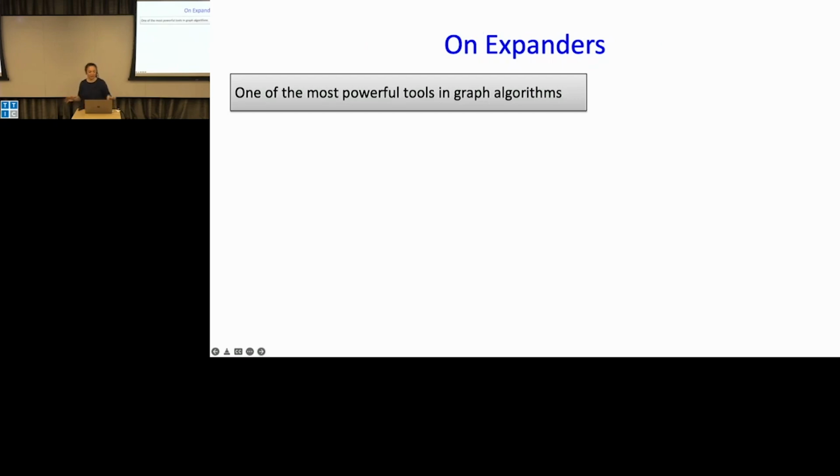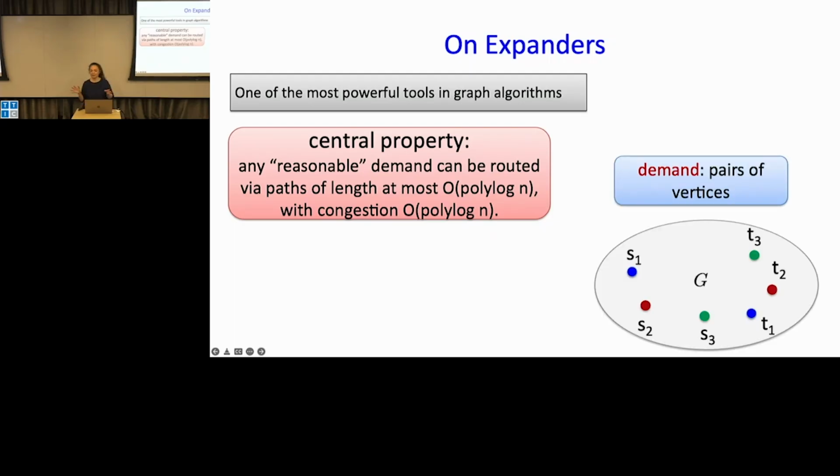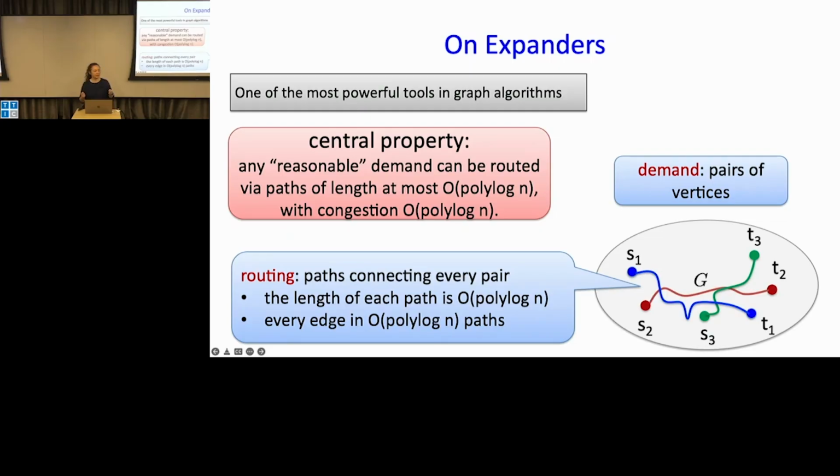Expanders have become one of the most powerful and often used tools in the design of algorithms for graph problems. And one of the really neat properties of expanders that makes them so useful is that any reasonable demand on an expander can be routed on short paths under low congestion. Let me decipher this. We can think about the demand as just a bunch of pairs of vertices in a graph, s_i, t_i. A routing of this demand is when we connect every pair s_i, t_i with a path, and we want the length of the path to be at most polylog n, and we want every edge in this graph to participate in at most polylog n such paths.